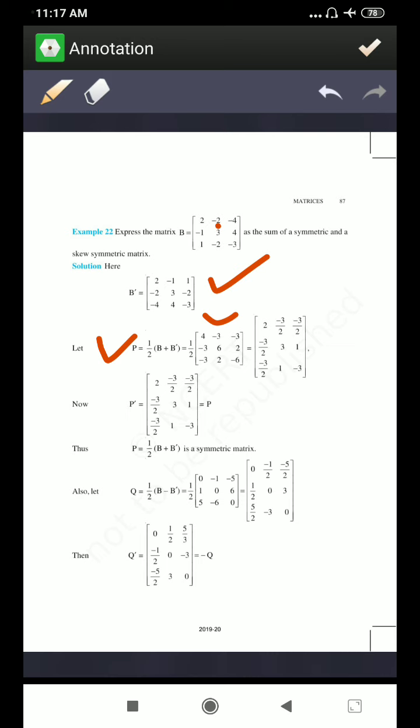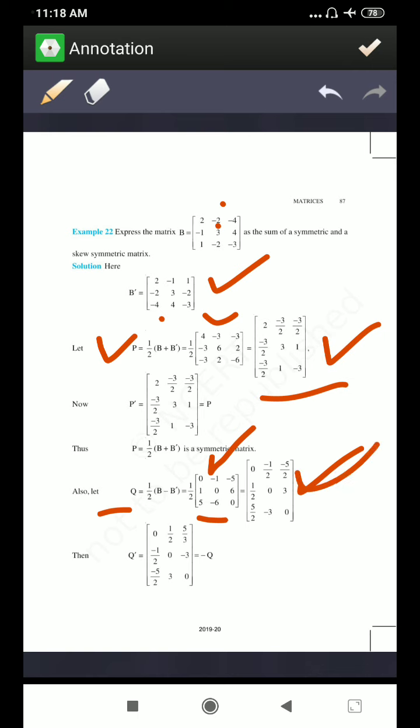This is a symmetric matrix. Need not to prove it. This P is a symmetric matrix because using the theorem we already know that half of B plus B transpose will be a symmetric matrix. Now we'll write Q is equal to half of B minus B transpose. So half of, you subtract this and this, you will get this one particular matrix. Calculation is not done over here, you can do yourself. B minus B transpose, you will get this much. So whatever matrix you get, it is skew symmetric.